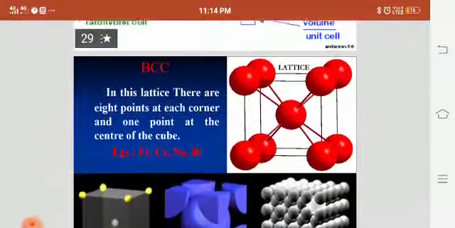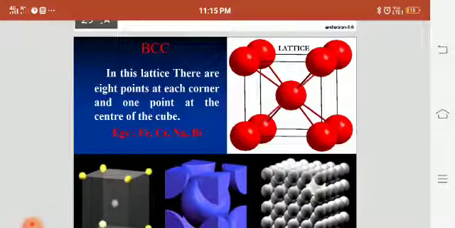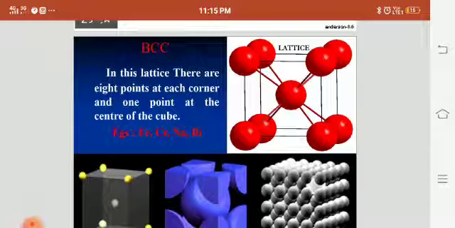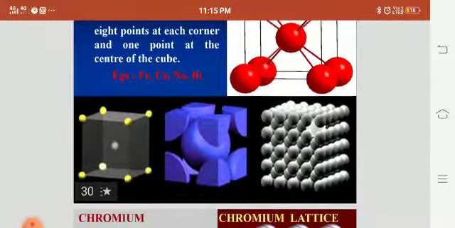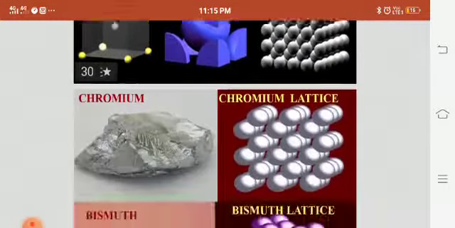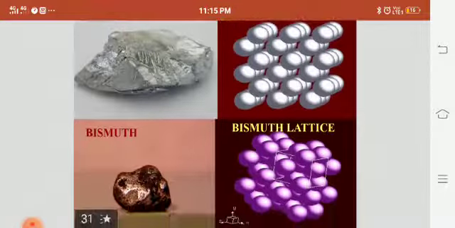Then we have BCC structure. In this case of the lattice, there are 8 points at the corners and 1 lattice point at the center of the cube, that is body-centered cubic. For example, iron, chromium, sodium and bismuth have BCC structure. Here we can see the examples of BCC structure, that is chromium and bismuth, where we have the chromium lattice structure and the bismuth lattice structure.